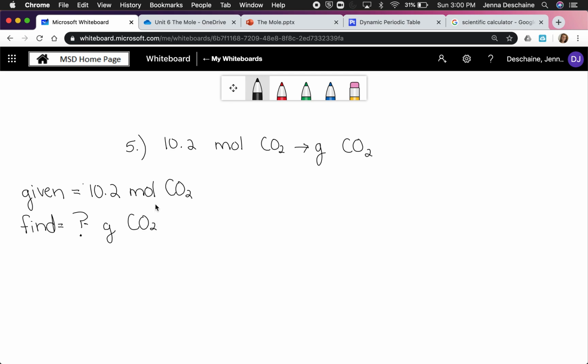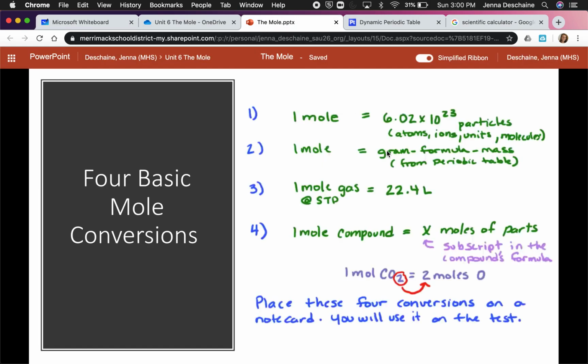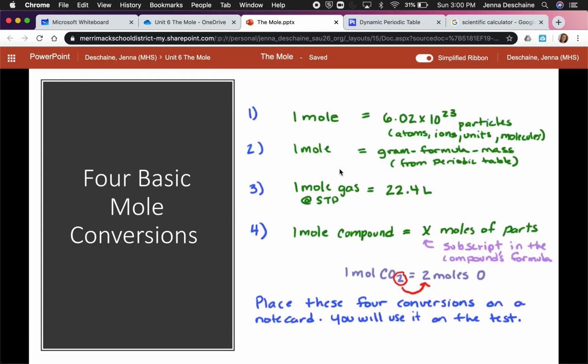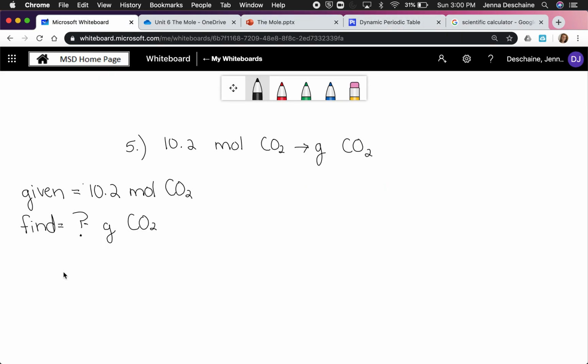Okay, so we need to set up a conversion factor. We're trying to figure out how many grams of carbon dioxide are in a specified number of moles of carbon dioxide. So we're looking for a grams to moles conversion, okay? So that means we need to look at the periodic table. First of all, it looks like I have one atom of carbon and 2 atoms of oxygen. So I'm going to put those down first.